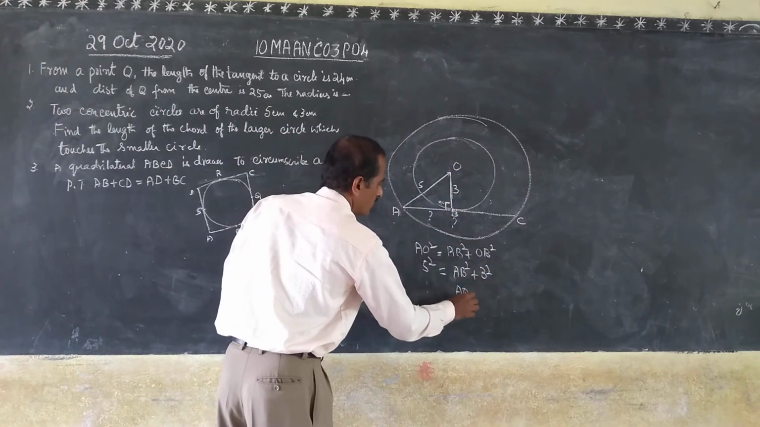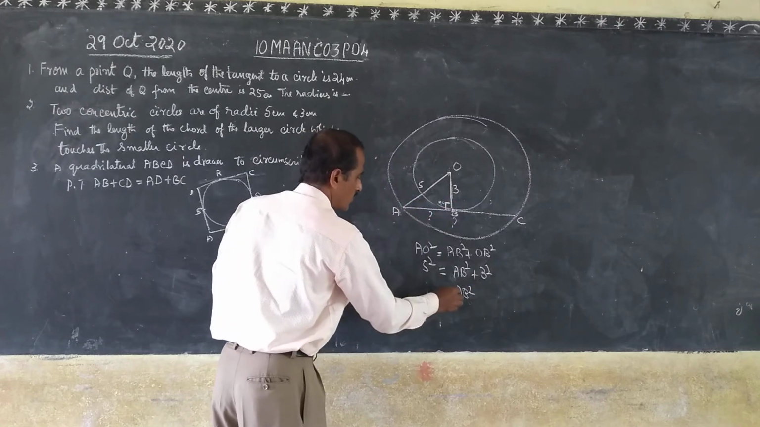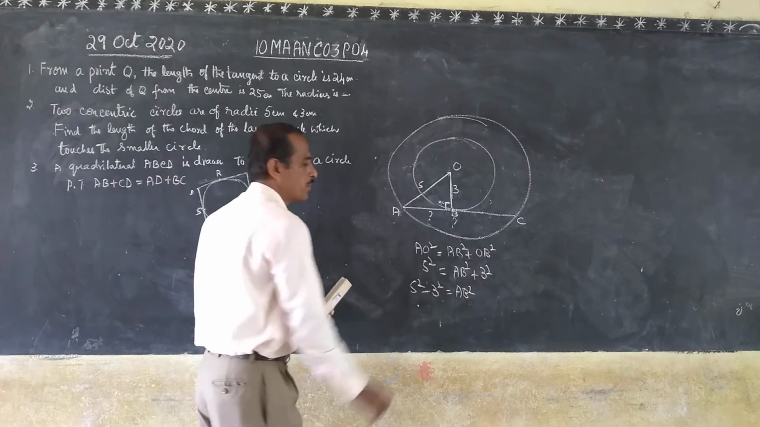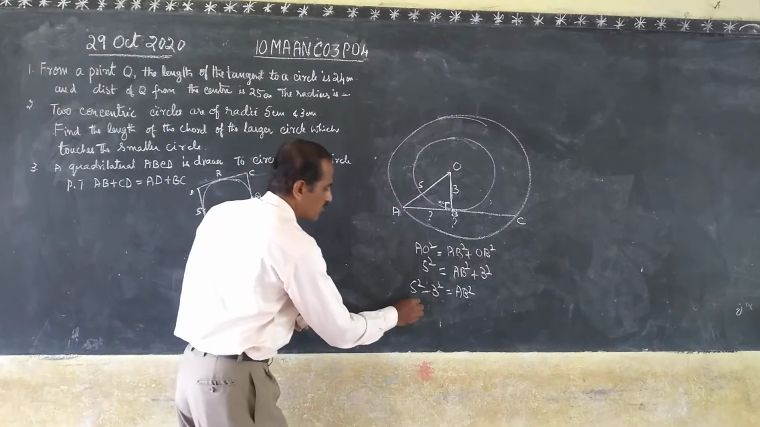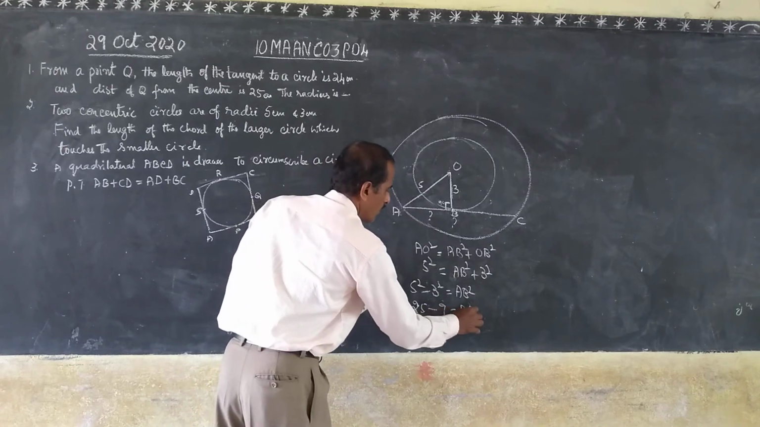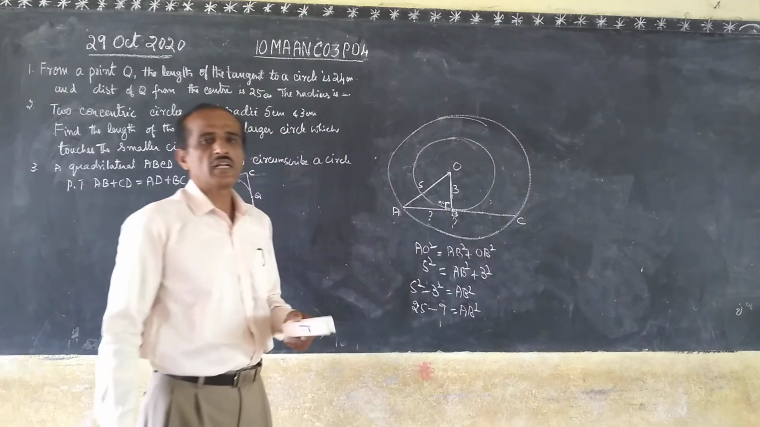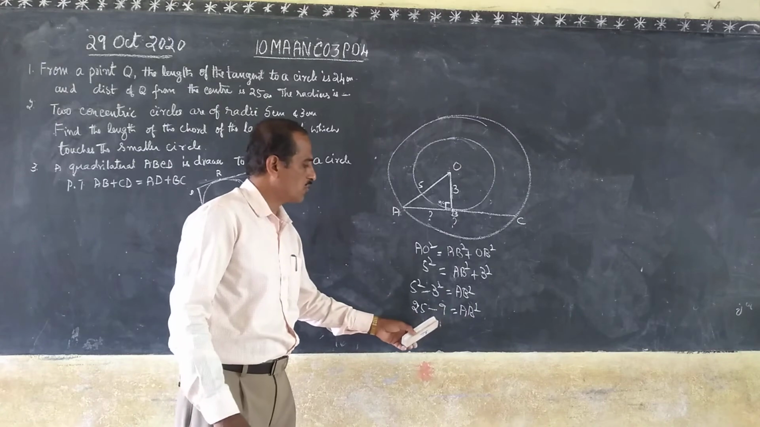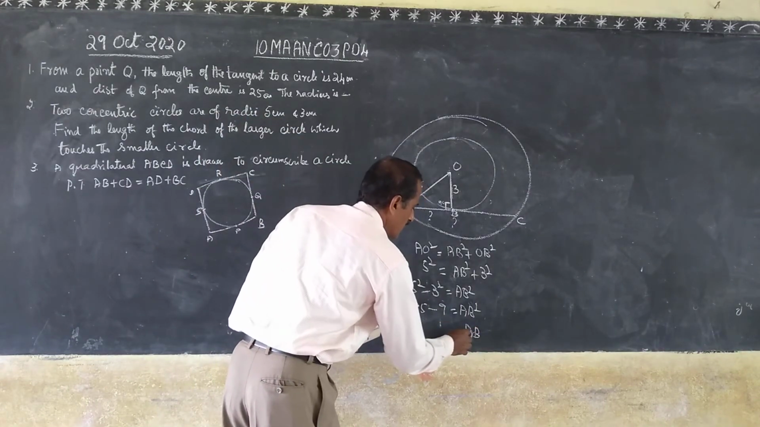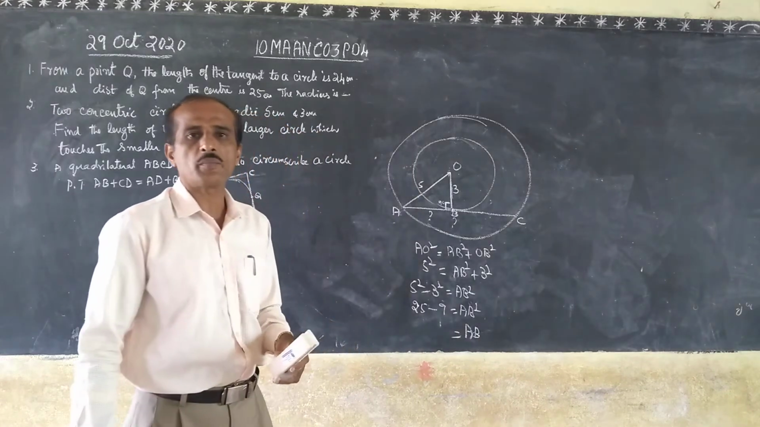Therefore, AB square is equal to 5 square. Bring this 3 square to this side, it becomes minus 3 square. 5 square is 25, 3 square is 9, is equal to AB square. What is 25 minus 9? It is 16. AB square is equal to 16. Therefore, AB is equal to root 16, which is plus or minus 4.